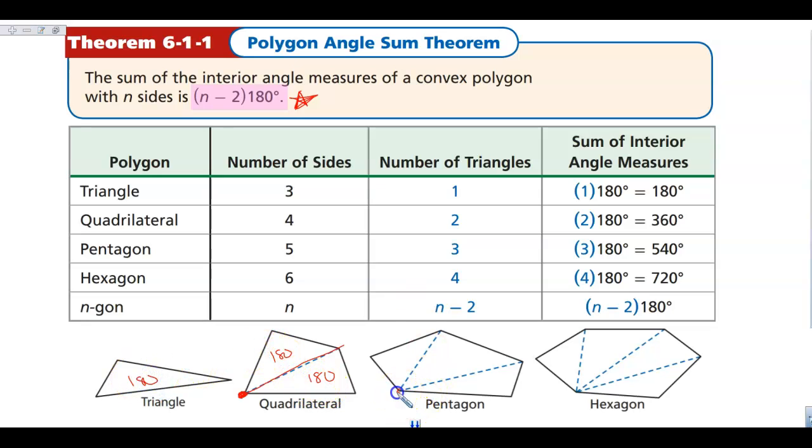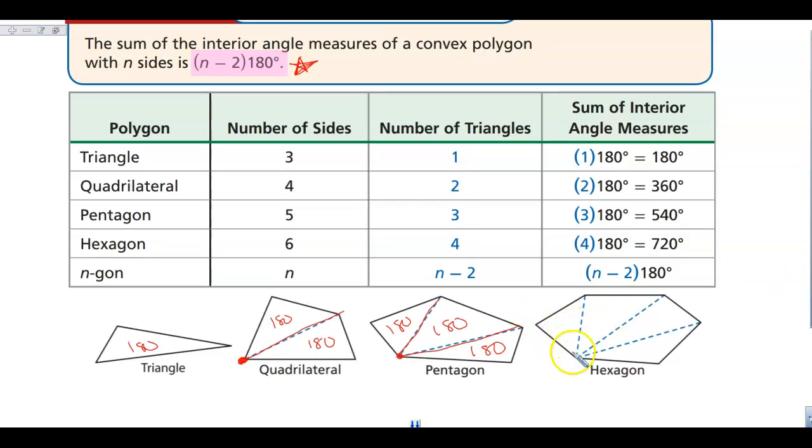With a pentagon, same thing. I'm going to go here, and I can cut it into 3 triangles. Each triangle measures 180 degrees. Same thing with our hexagon. We can cut it into 4 triangles, and each triangle is 180 degrees. Well, how many triangles do I have here? I have 1 triangle, 2 triangles, 3 and 4. How do I get that? Well, if I have 3 sides and I subtract 2, I get 1. If I have 4 sides and I subtract 2, I get 2. If I have 5 sides and I subtract 2, I get 3.